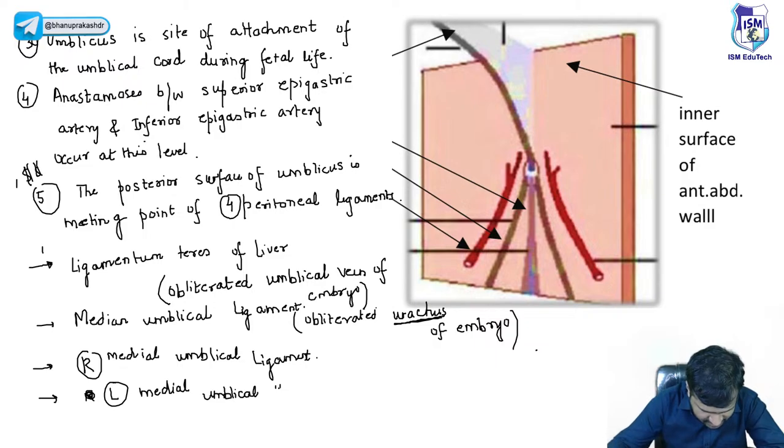Fold. Fold mein kya tha? Bladder and umbilicus ke channel ka remnant. Theek hai. Abhi wo picture bhi clear karni padegi na. Wo picture to aur wo wali hai. Chalo. Now these both are obliterated.